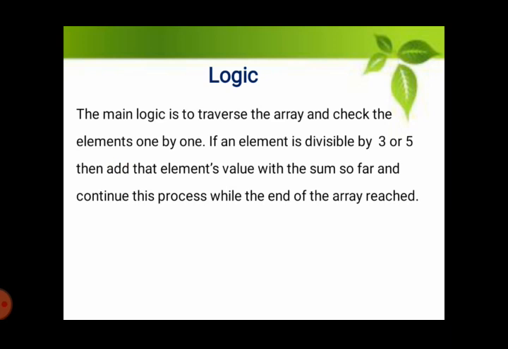So how can we solve this program? To solve this program, first we have to declare the 1D array of size 20. Then we accept 20 different numbers in this 1D array using a for loop. The main logic of this program is to traverse the array and check the elements one by one. If an element is divisible by 3 or 5, then add the element's value to the sum so far and continue this process until the end of the array is reached.